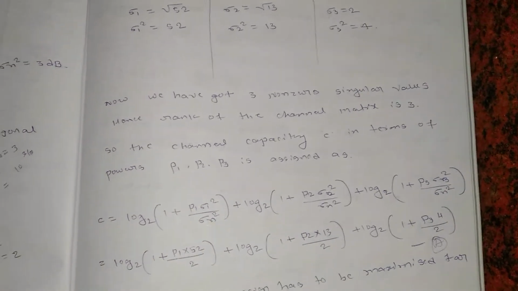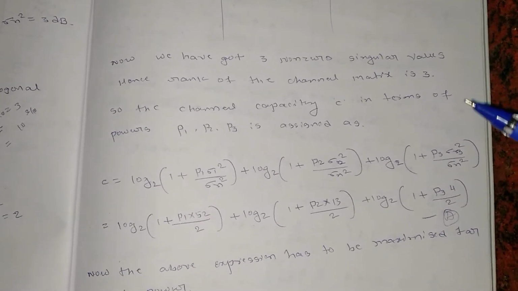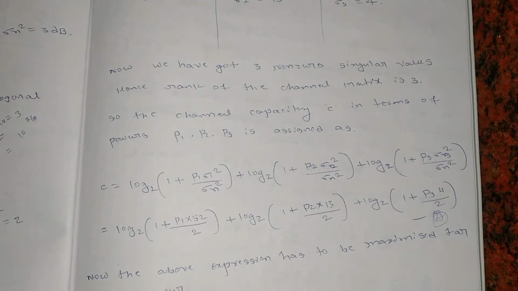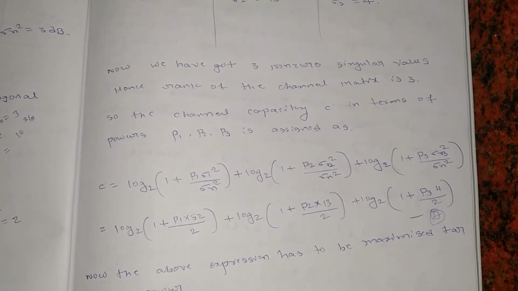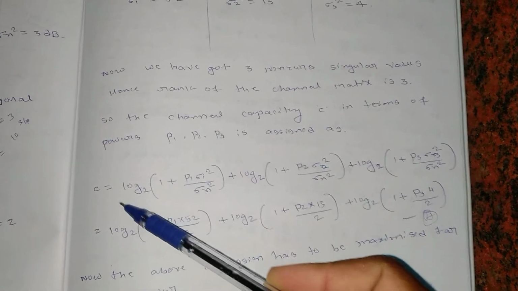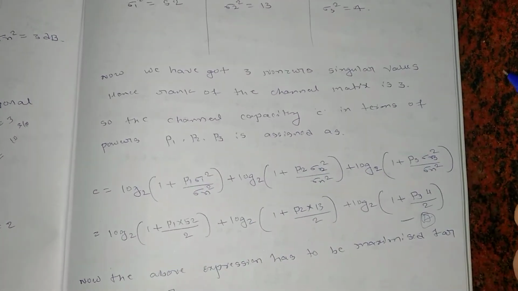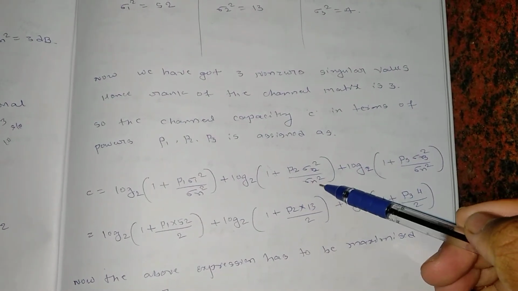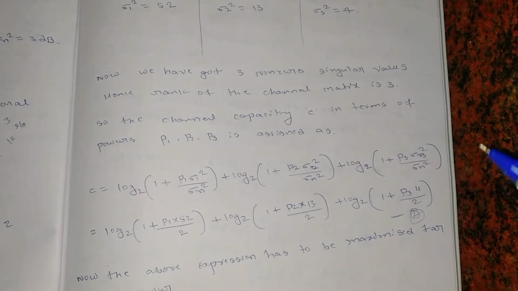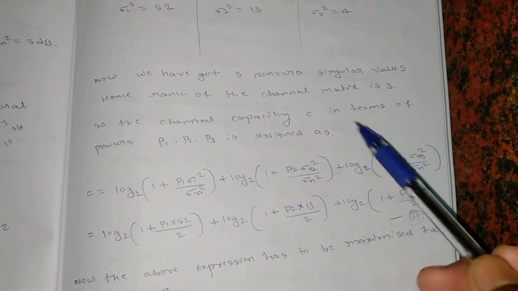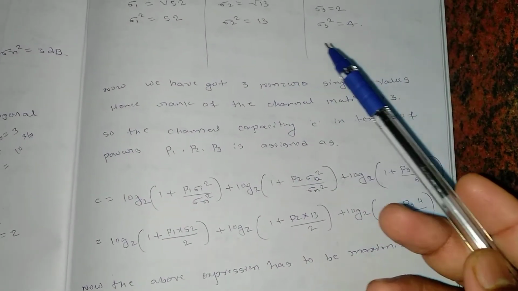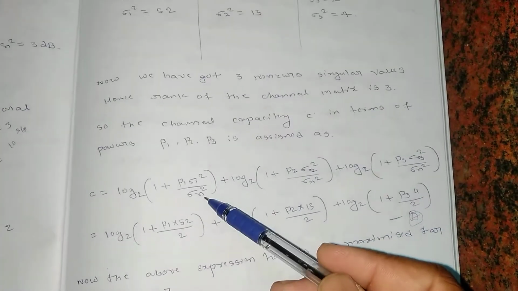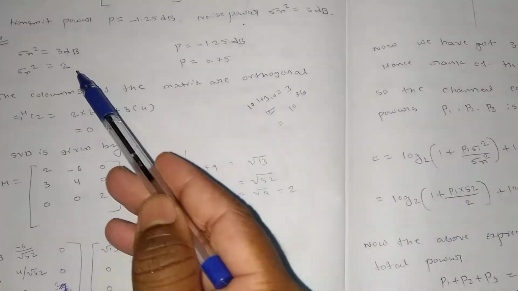Now it's time to find out the channel capacity, which is also called Shannon capacity. Corresponding to the powers P1, P2 and P3, how they will be divided between the three independent channels here. I know this formula, C equal to log 2 of 1 plus P1 sigma 1 square divided by sigma n square, plus similarly log 2 of 1 plus P2 sigma 2 square by sigma n square. Just write this formula for P1, P2, P3, because there are three singular values here. Then put the value of sigma 1 square here, that is 52, and sigma n square they have already given as 2.